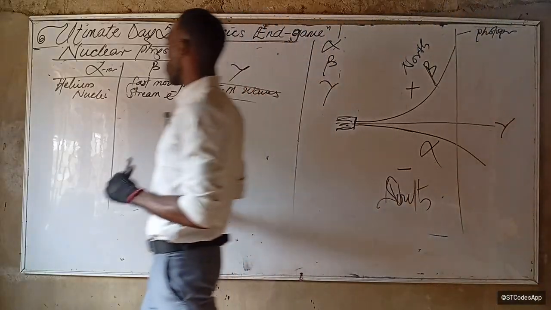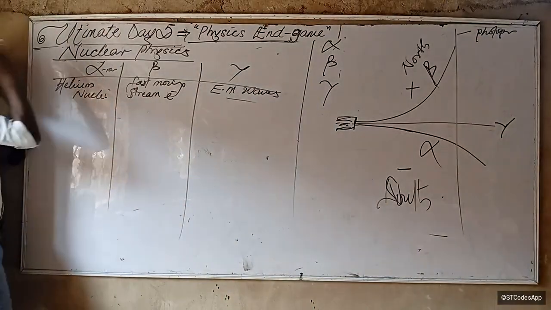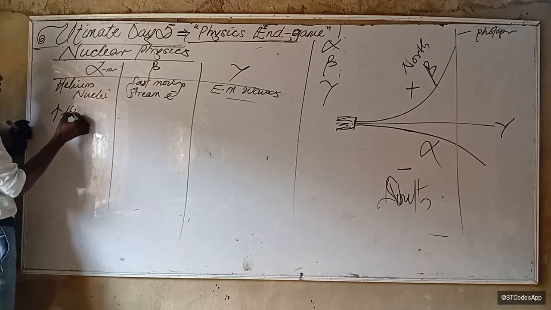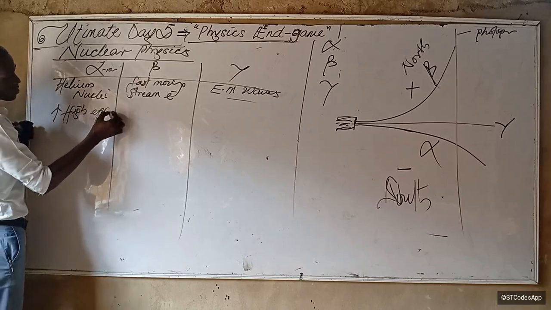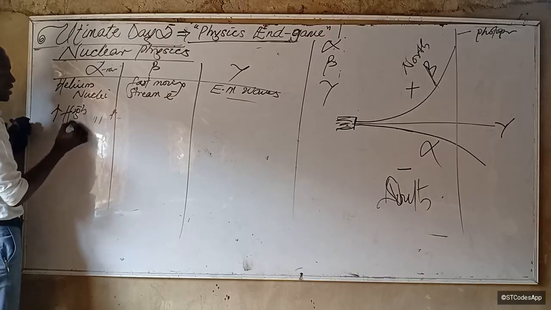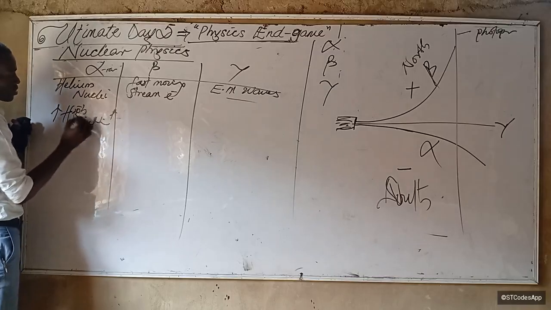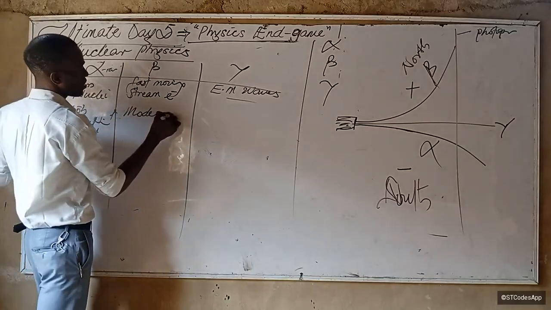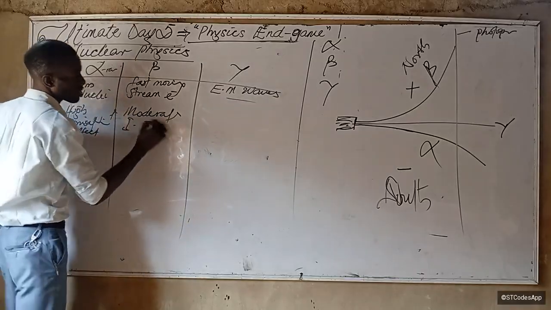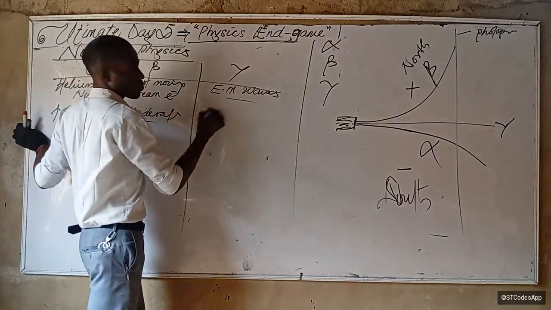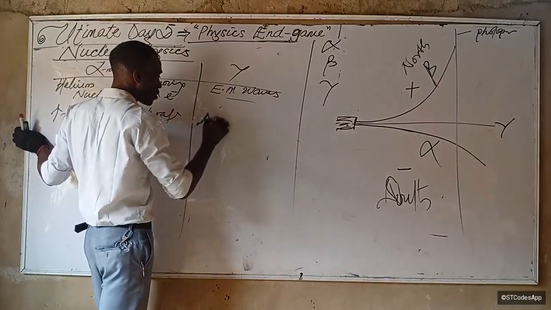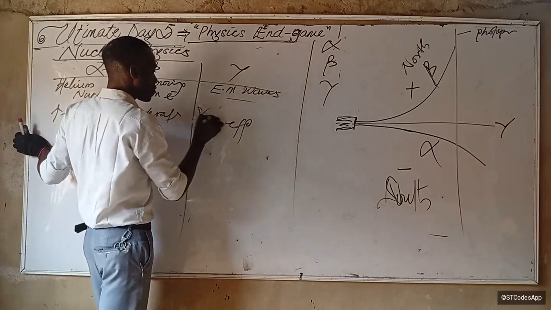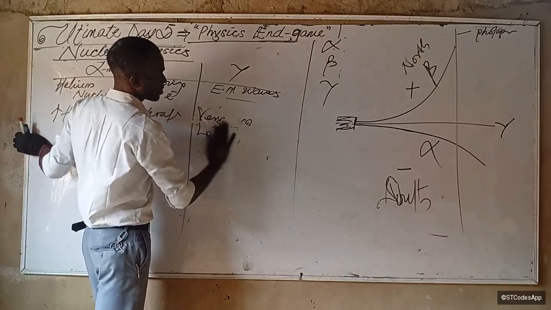Alpha has a high ionization effect. Beta has a moderate ionization effect. Gamma has a very low ionization effect, not just low, very low.